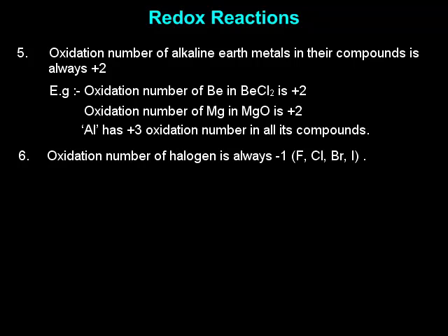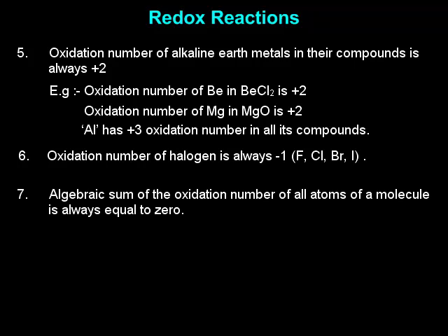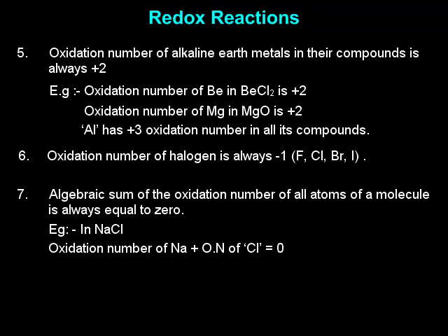Oxidation number of a halogen is always -1, that is F, Cl, Br and I. The algebraic sum of the oxidation number of all atoms of a molecule is always equal to 0. For example, in NaCl, oxidation number of Na plus oxidation number of Cl is equal to 0. That is +1 plus -1 is equal to 0.